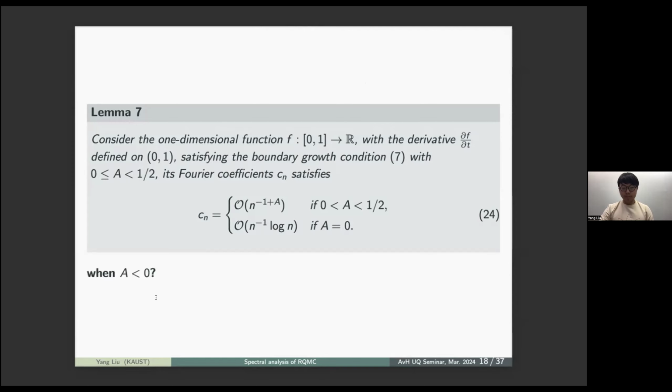But now the problem is that we want to further investigate when a is negative. That is to say, when a is negative, the function is no longer unbounded. The function f is bounded at 0 and 1. That means, in this situation, can we further exploit the regularity? The answer is that we cannot further exploit the regularity if we don't impose further regularities. So in this case, if we only have this condition, the result that we can get is that the Cn will decay as order of n to the minus 1. So it's independent of a.